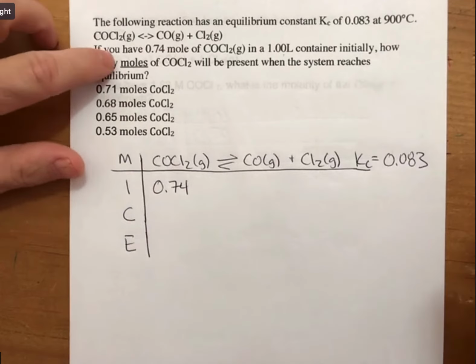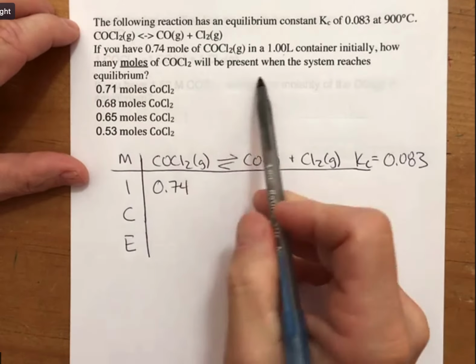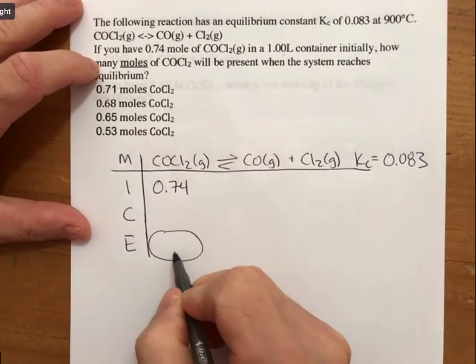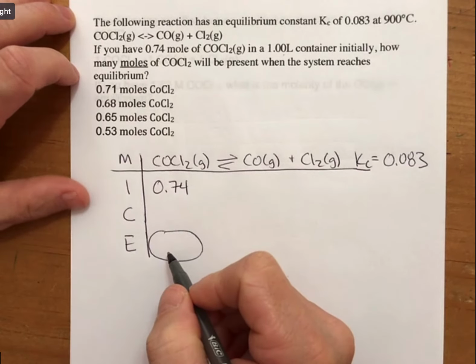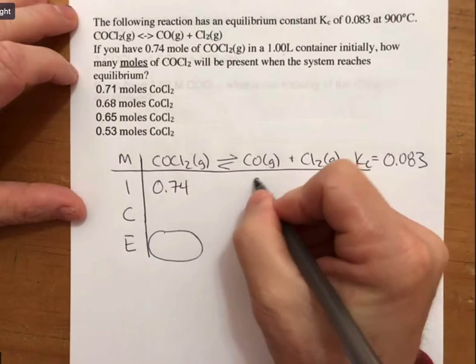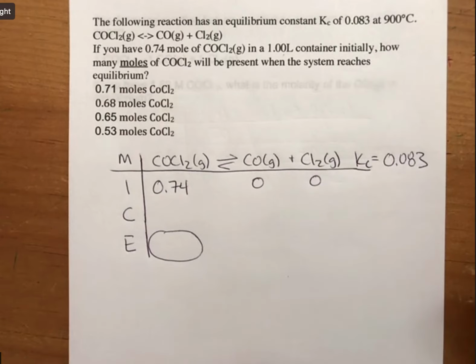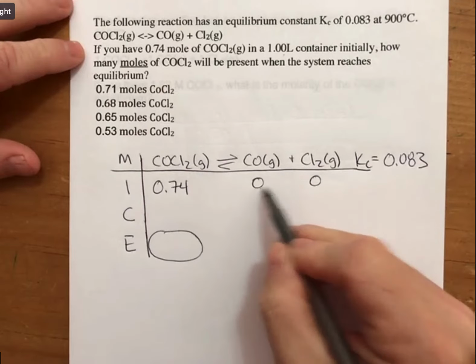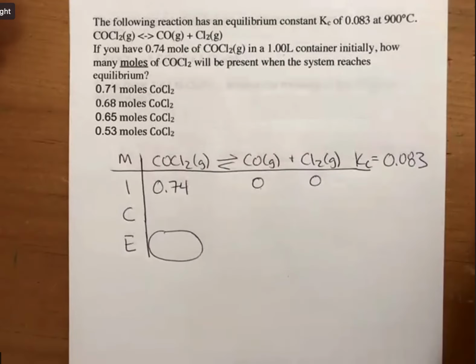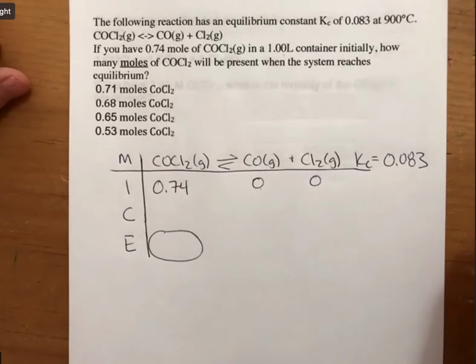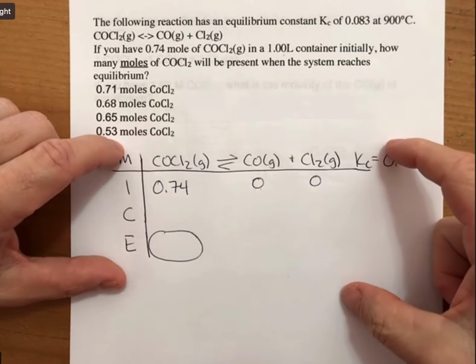And the question is, how many moles of COCl2 will be present when the system reaches equilibrium? So the number that we need is this one right here, and we don't have it yet. We also know that there's no products initially. It doesn't specifically mention that, but if it doesn't mention it, fill in zeros there. Every once in a while, you'll see a problem that has values there, and it'll say you have products initially, but we haven't run into that yet.